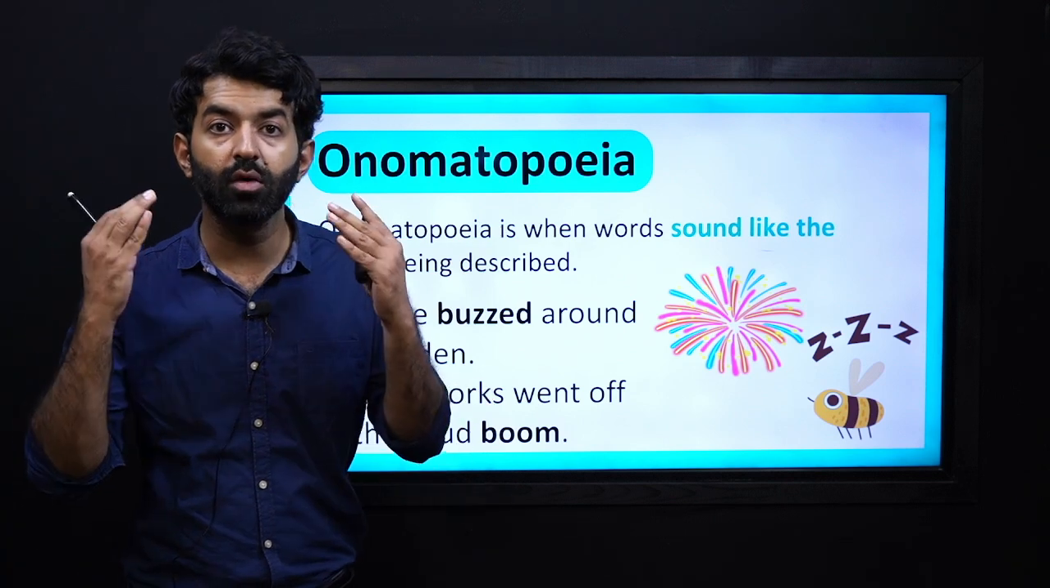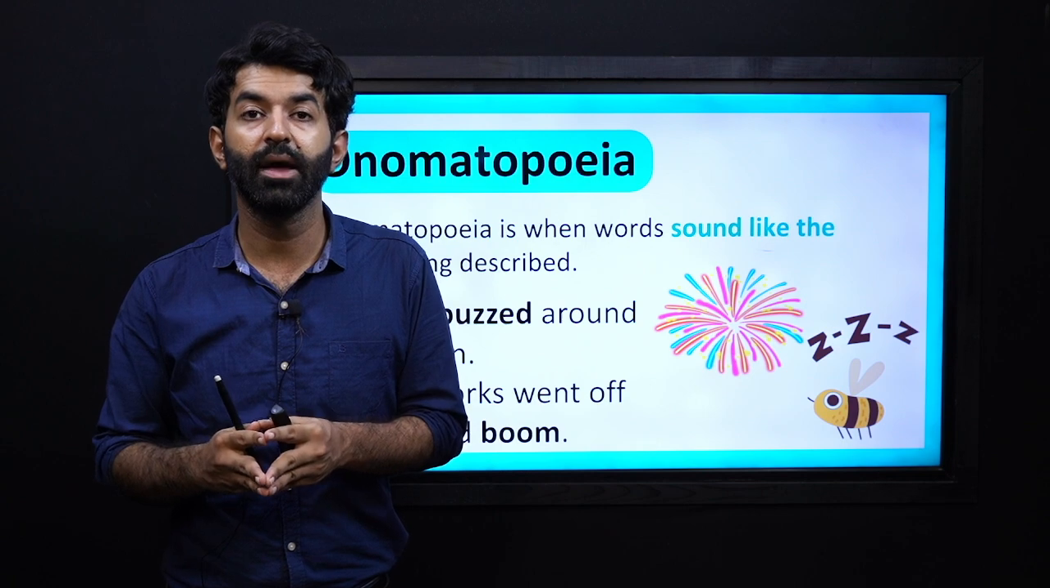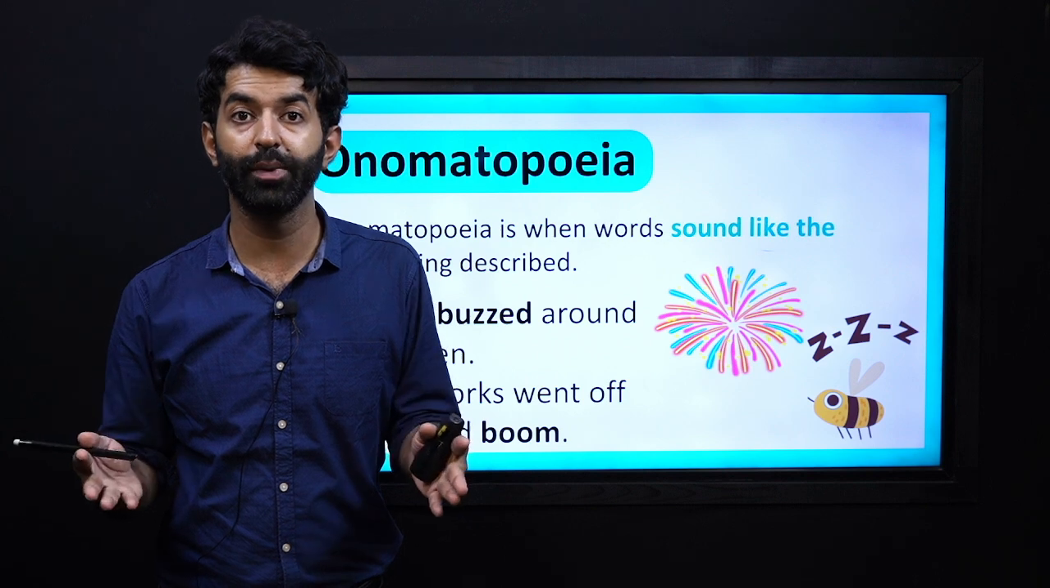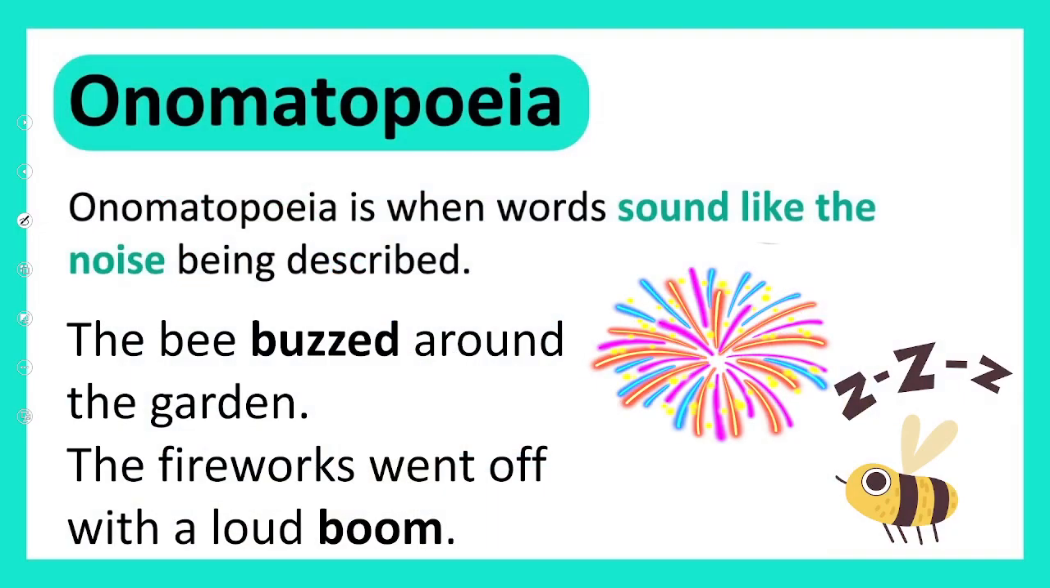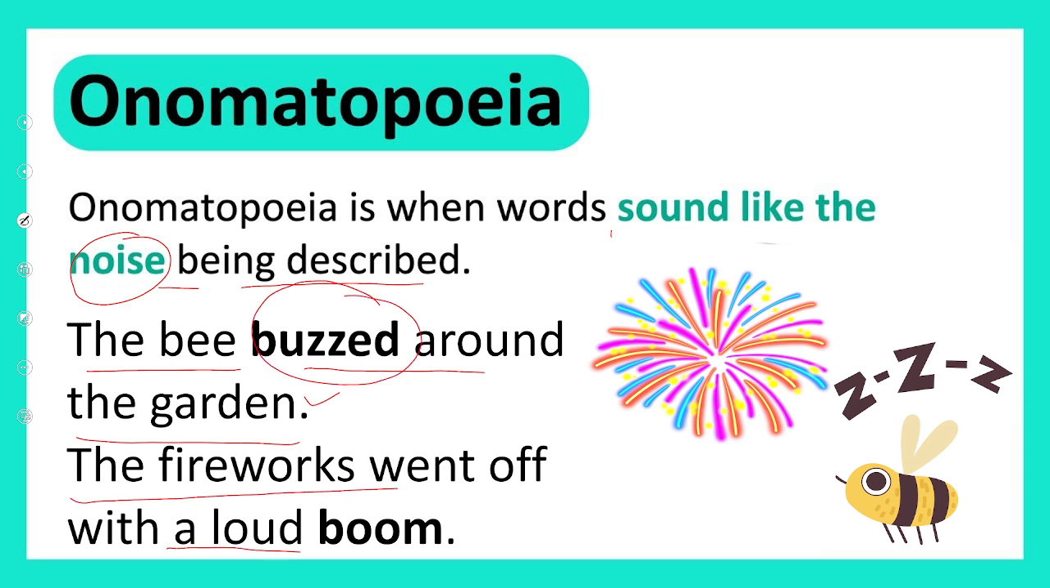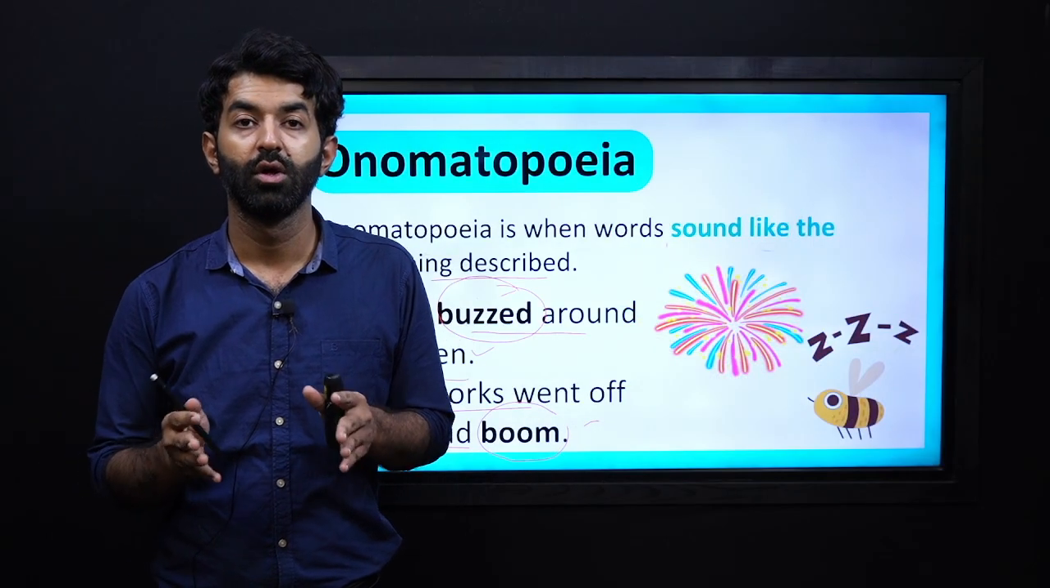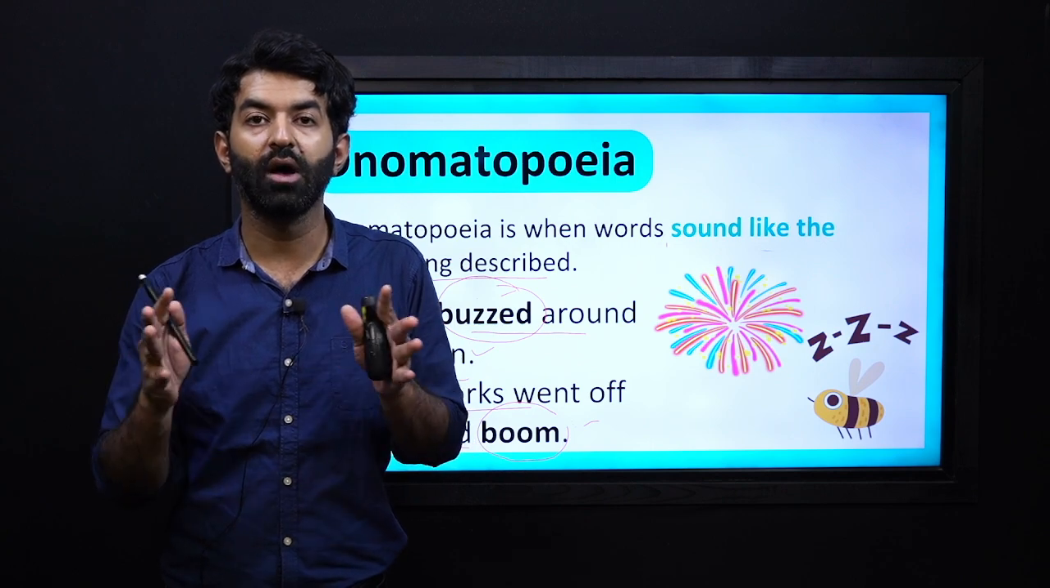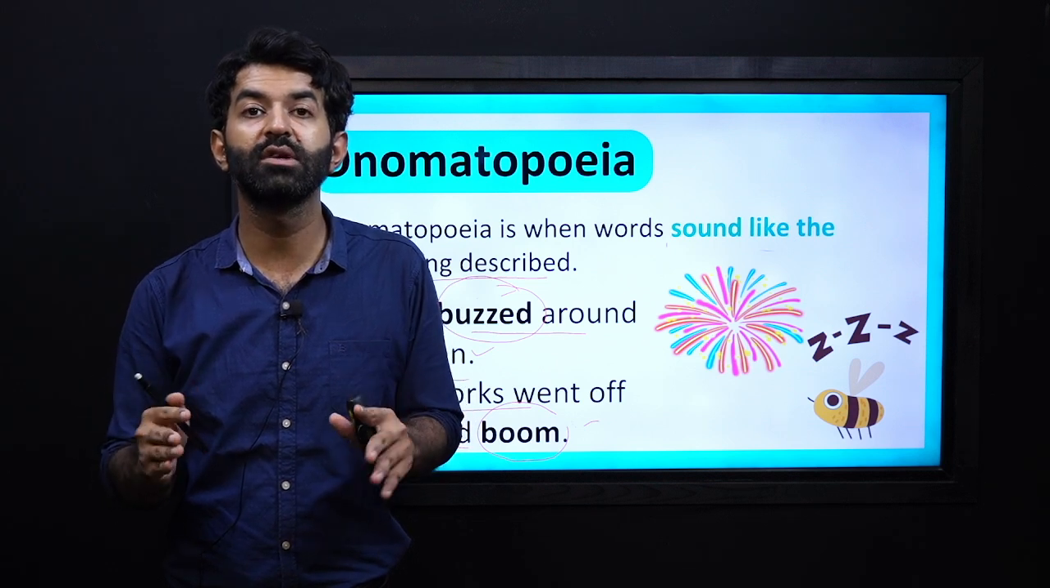When we are talking about sounds and describing them, students, we call them onomatopoeia. Can you say the word onomatopoeia? That's very good. These are words that sound like the noise being described. "The bee buzzed around the garden." The bee makes the buzzing sound, like buzz. So this z sound is named like the word buzzed. "The firework went off in a loud boom." Boom is a sound, buzz is a sound, ringing is also a sound. So ring, splash, twang, all these are sounds, but we use them as words to describe these sounds.